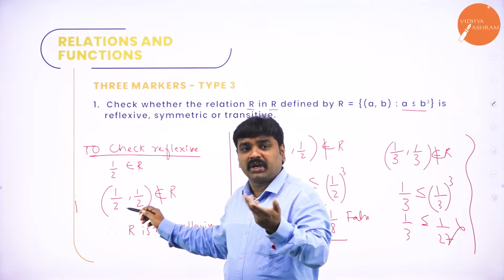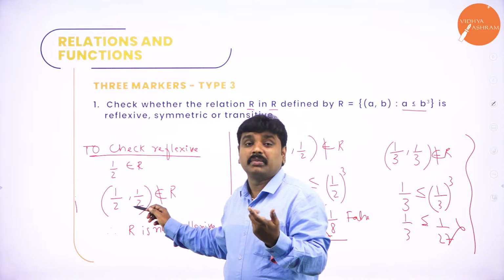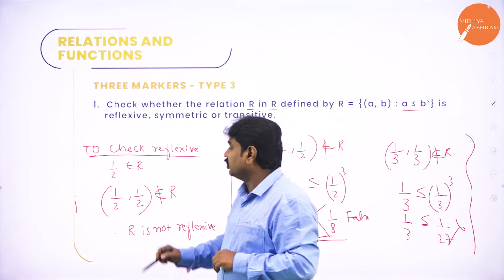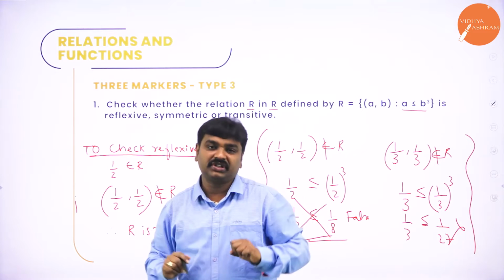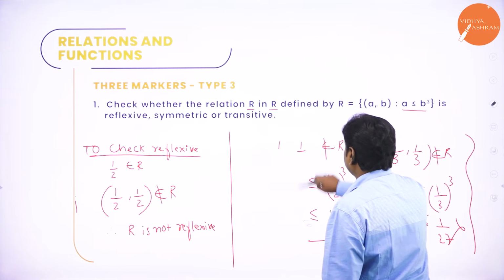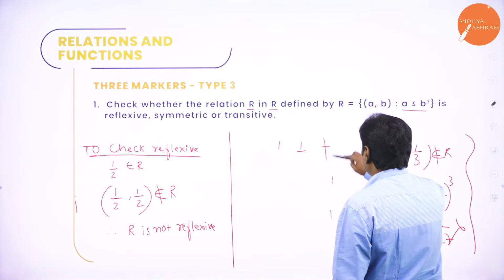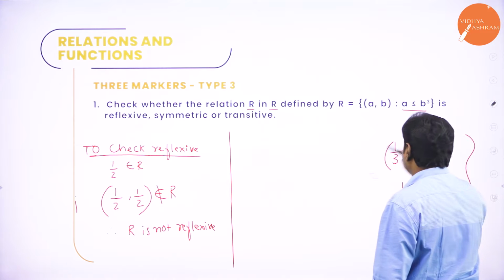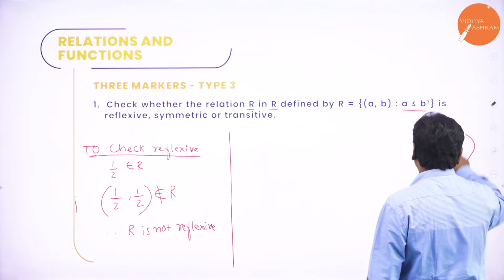Why? Because 1/2 less than or equal to 1/8 would be needed. 1/2 is not less than 1/8. So therefore we have achieved. So these 3 lines if you write, it is more than sufficient. So the problem given is not reflexive. How to prove? Take one example, and better remember the example. You take 1/2 1/2 or 1/3 1/3 or 1/4 1/4.